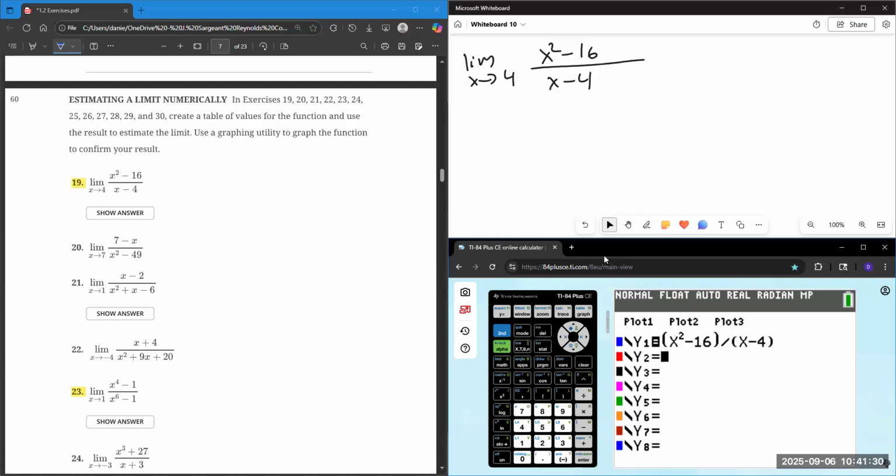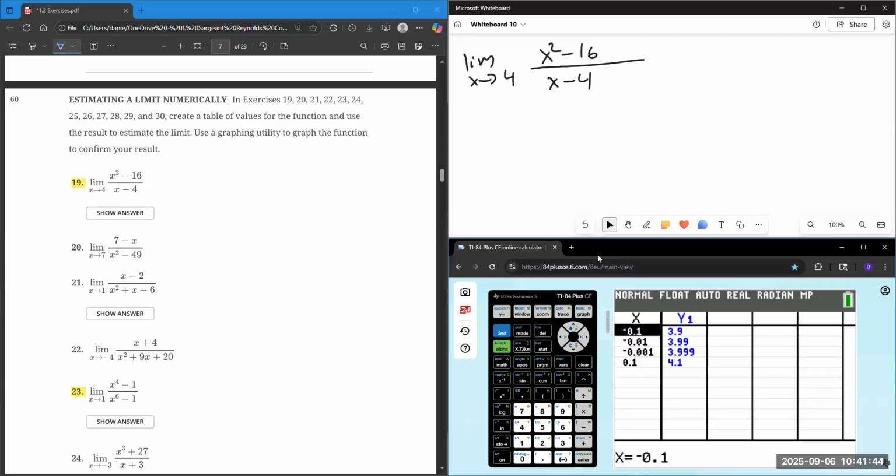I think you can see that x minus 4 is a factor in the top and would cancel out, and we would have a function that agrees everywhere other than at x equals 4, and we could find the limit that way.